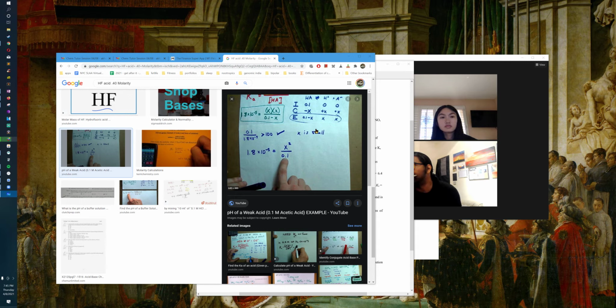So aniline is dissolved in water to produce 25 mL of 0.1 molar solution. The pH of the solution is 8.82. Calculate the equilibrium constant. Okay, let's see. pH is 8.82. So 10 to the negative 8.82. What do you get for that?